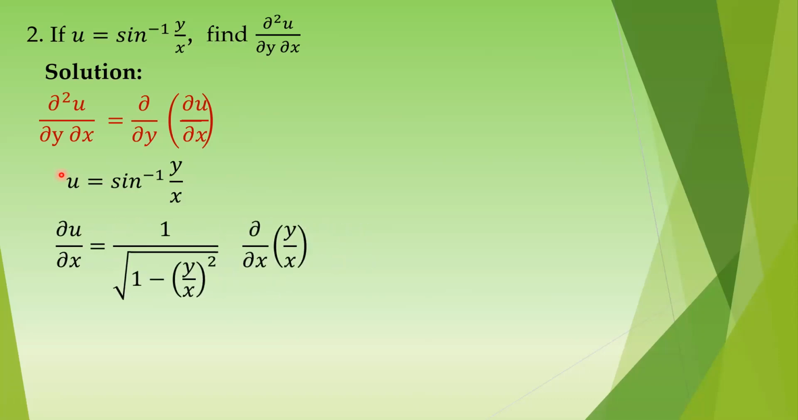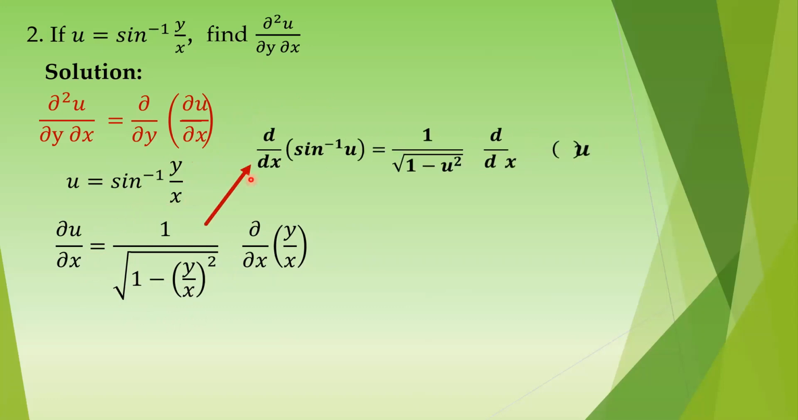Now, differentiating, so meron tayong 1 over square root of 1 minus the quantity y over x squared times the derivative of y over x with respect to x. So, paano ito nakuha? Again, dito, itong y, yan ay constant, kasi tayo ay with respect to x. Ito naman, nakuha ito gamit yung formula ng arcsine u. So, ang derivative ng arcsine u ay 1 over square root of 1 minus u squared times derivative of u.